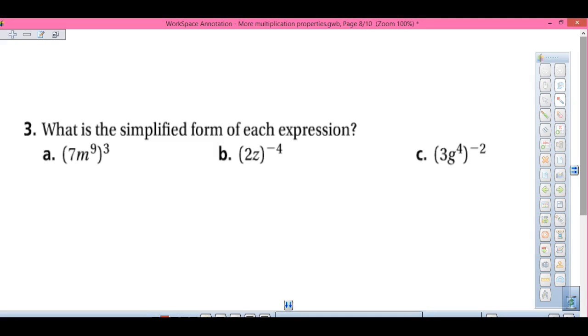So this one. How many things does that power of 3 have to get to? 2. How many things are inside my parentheses? 2, a 7 and an m. So it's got to go to 2 different parts. So it's going to be 7 to the 3rd, m to the 27th, because we've got to multiply those. So 7 to the 3rd is what? 343. M to the 27th would be my answer.